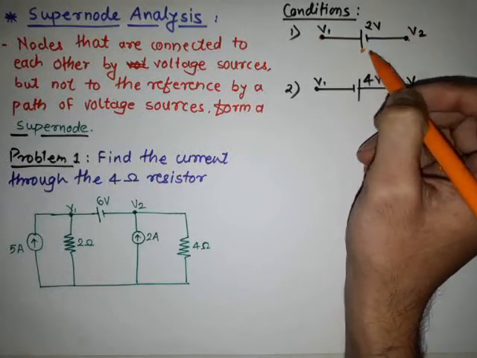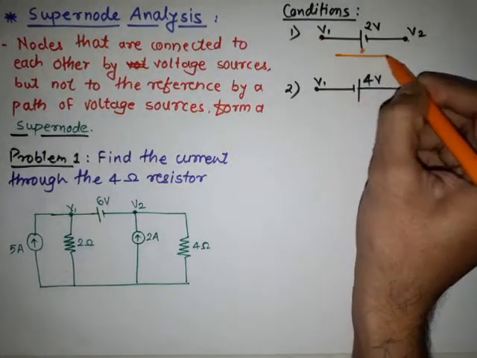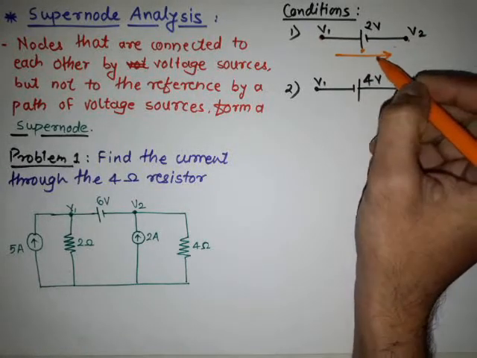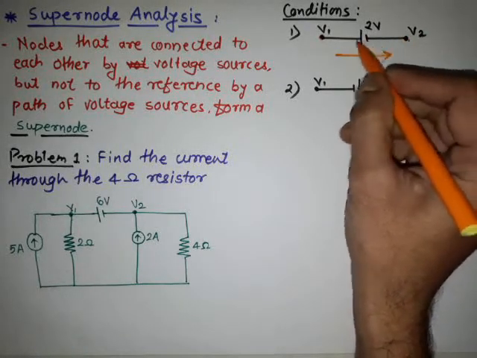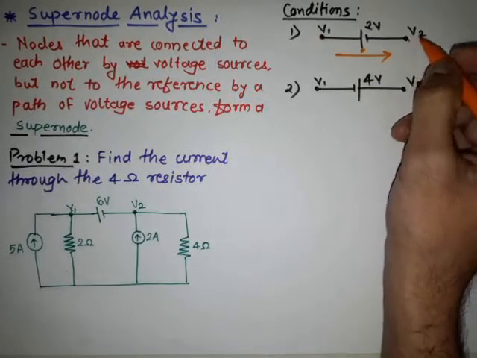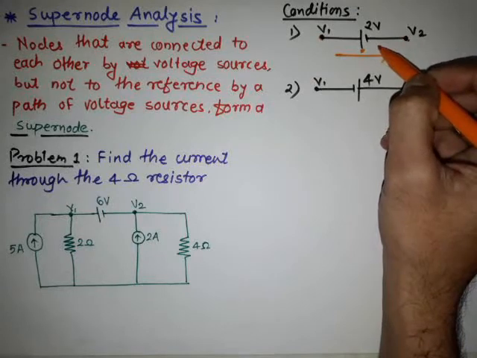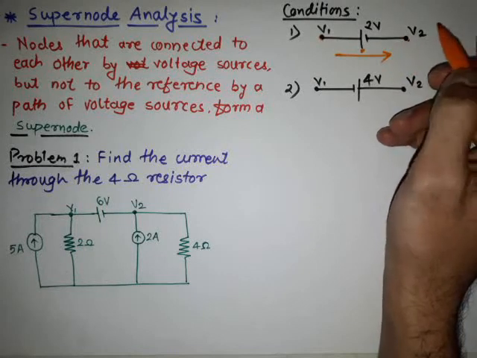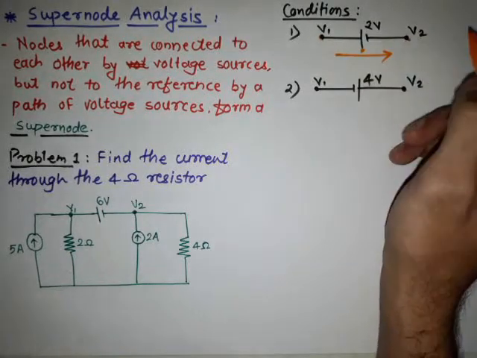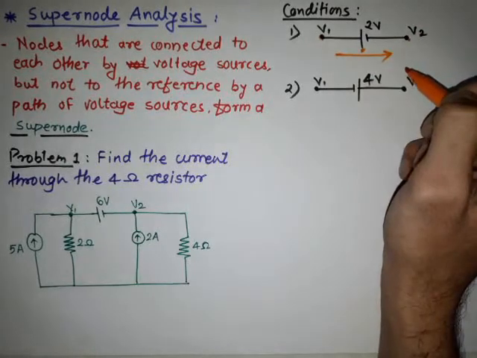Suppose it is 2 volt, and we are considering the direction of the current is like this. Then we have to find the equation for this supernode. We know initial voltage minus final voltage divided by the resistance is the main equation, but in that all these three are the voltage sources.